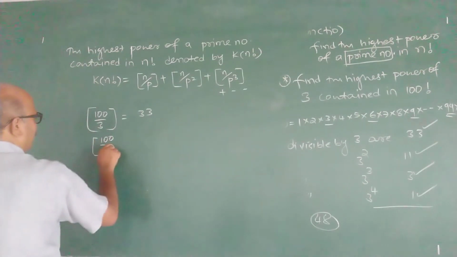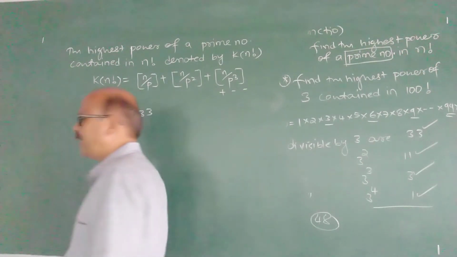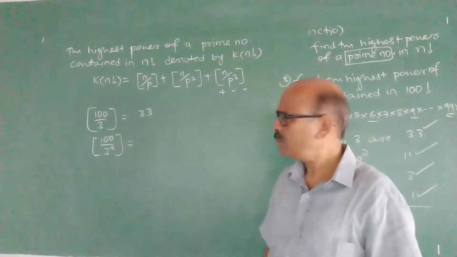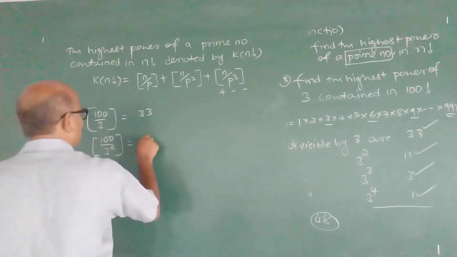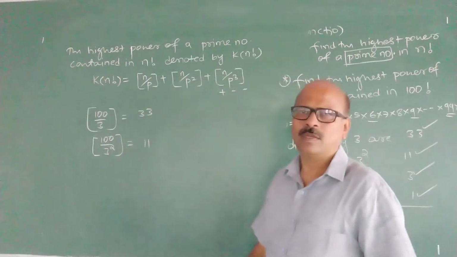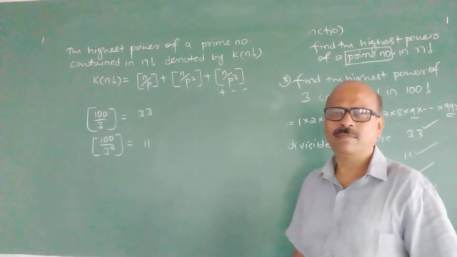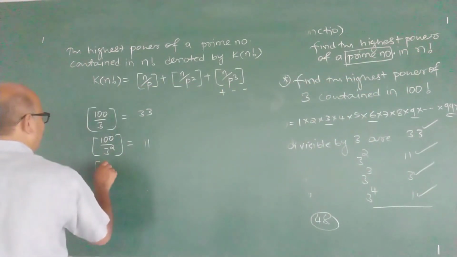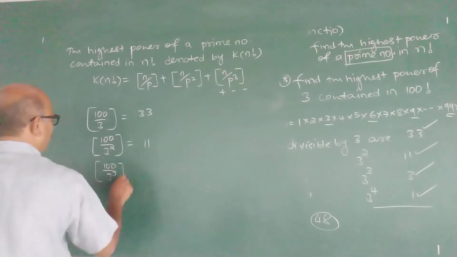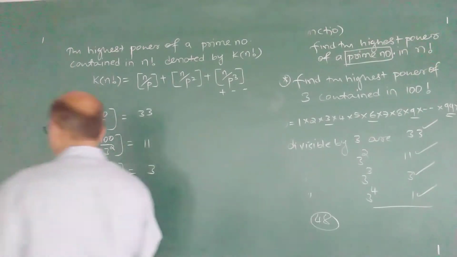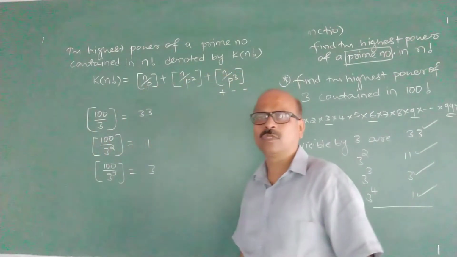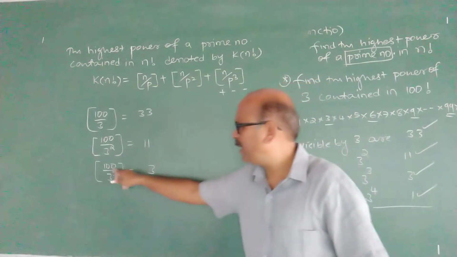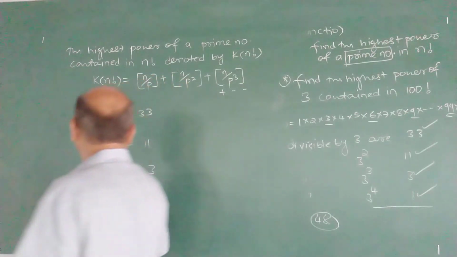100 by 3 square means 100 by 9. What is the quotient? 100 by 9 means the quotient is 11. 9 into 11 is 99, so 11 is the quotient. 100 by 3 cube is 3, because 27 into 3 is 81. The quotient is 3 when 100 is divided by 3 cube.